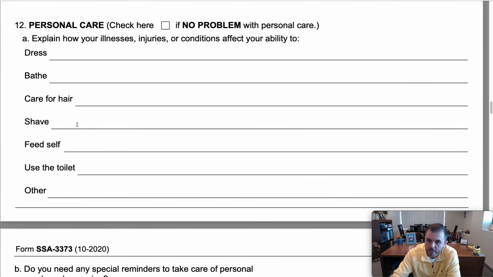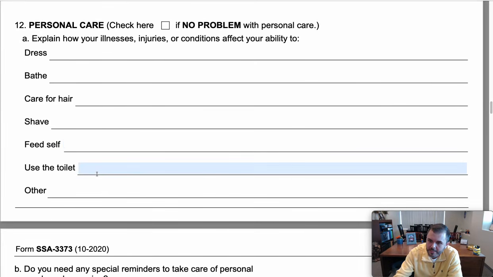Shaving, and that includes shaving your legs, underarms, that sort of thing. If you have issues there, put that. Feeding yourself. I don't see this as often, but it can be an issue if you have problems with your hands, holding a fork, manipulating that kind of thing.